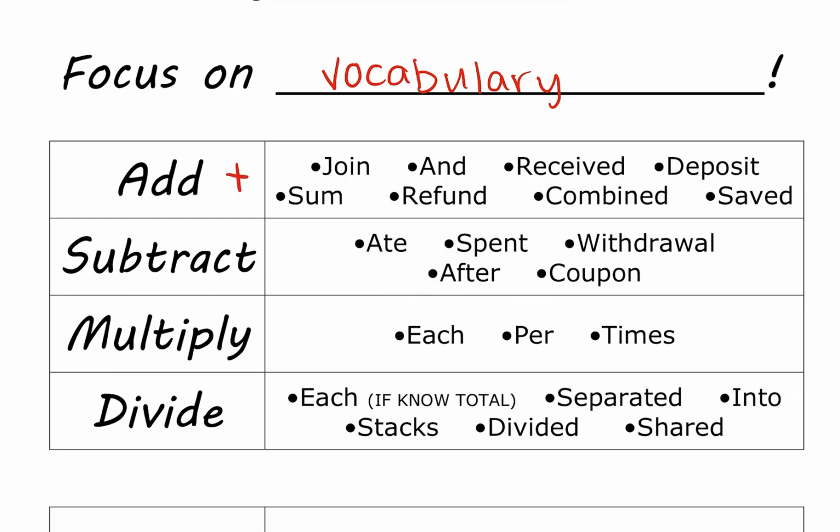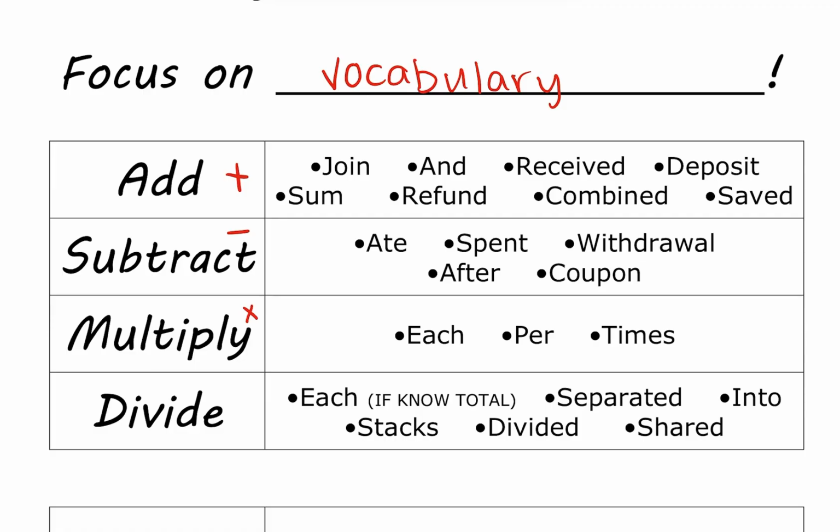So adding. Okay, I want you to pause, read through the subtract, and if there is one that you were like, oh, I forgot about that one, put a star for the ones for subtract. So maybe like coupon is like, oh, I forgot about a coupon. Okay, multiply: each, per, times, and there might be more than just these. Okay, and divide, same thing. If there's anything that surprised you, put a star.